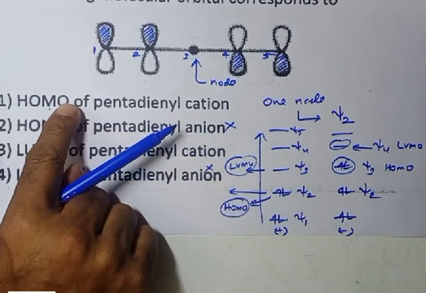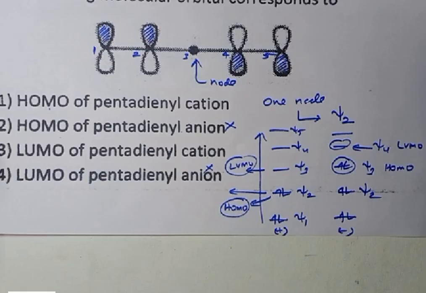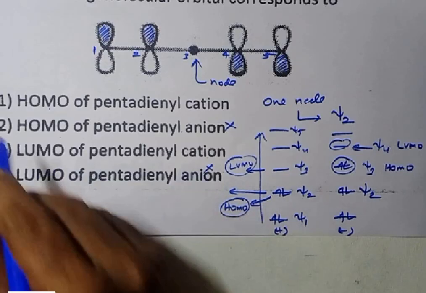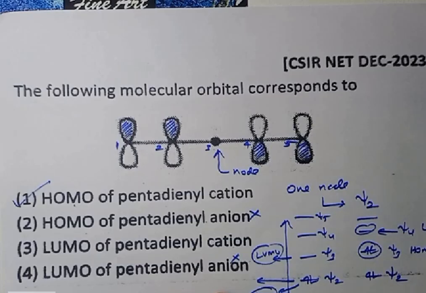So it should be only the cation. In the cation, I have HOMO and LUMO. Whether it is HOMO or LUMO? HOMO, sir. It should be HOMO. So the correct option is 1. Take note. The correct answer for this question is option 1.